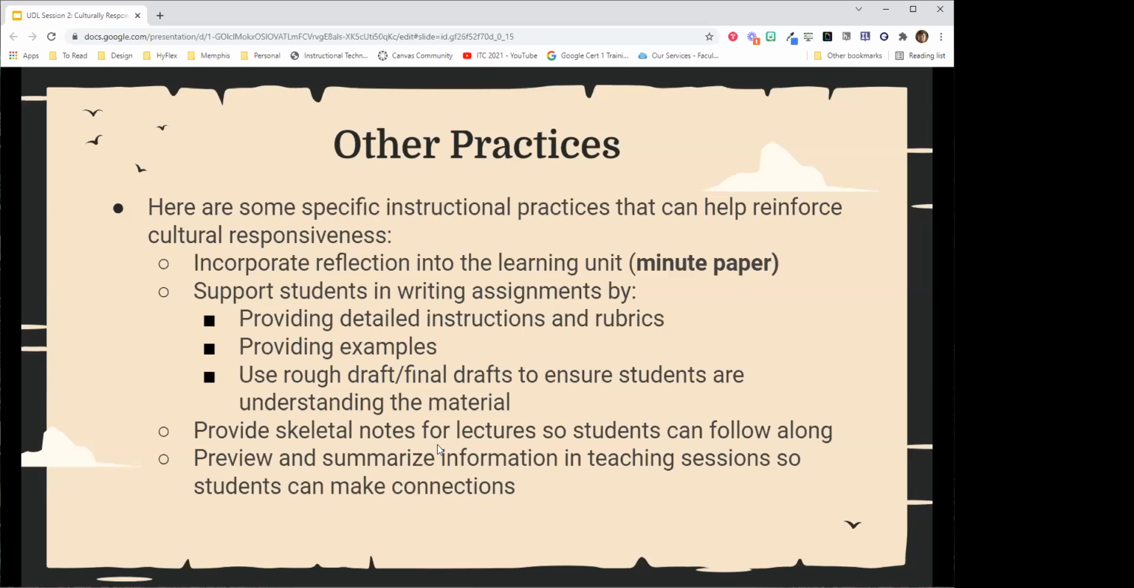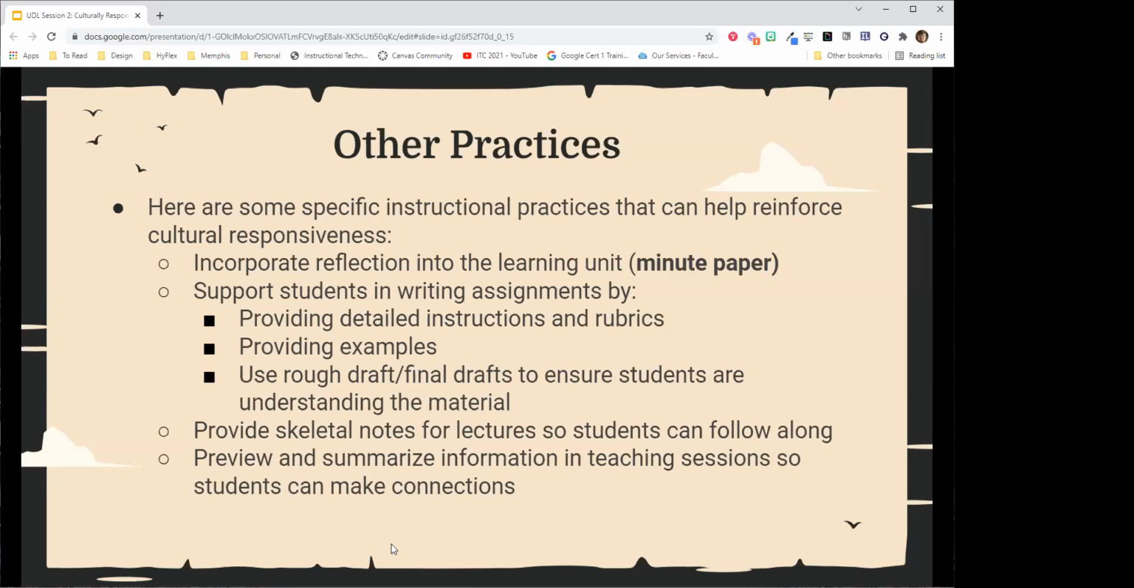We can also provide skeletal notes for lectures so students can follow along. So instead of just assuming that our students know how to take notes or assuming that our students are able to process the information from a classroom, we can provide them guides to help them. And this is especially true for students that maybe don't come from oral backgrounds and oral cultures, because maybe they're not used to understanding what people say. And so they need something that they can write or something that they can see to help connect those dots.